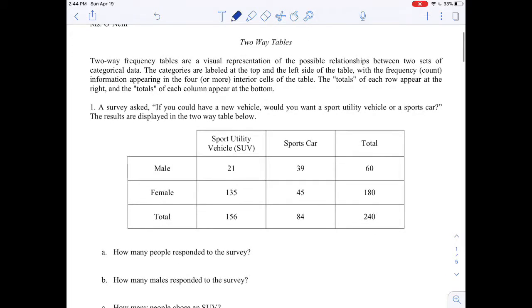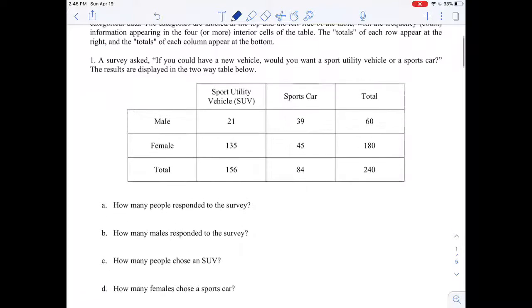So you'll notice that these are two-way tables, that you basically have information again in those four boxes, and then everything along the edges is going to be the total. And in this case, this totals to 240, which means you surveyed 240 people, and this was the breakdown of male versus female versus SUV versus sports car, and so on and so forth. Okay? So let me show you how you can actually use this to be able to calculate amounts and probabilities.